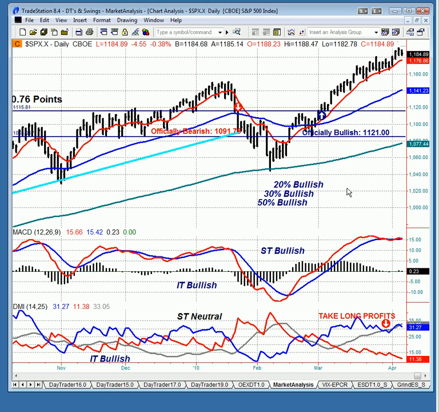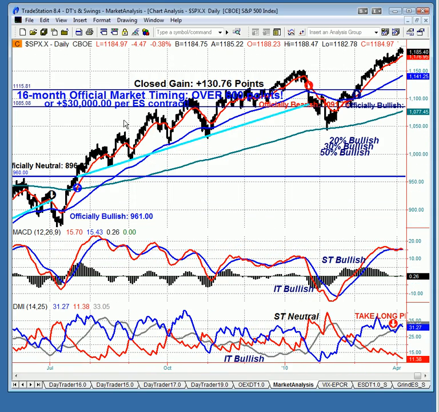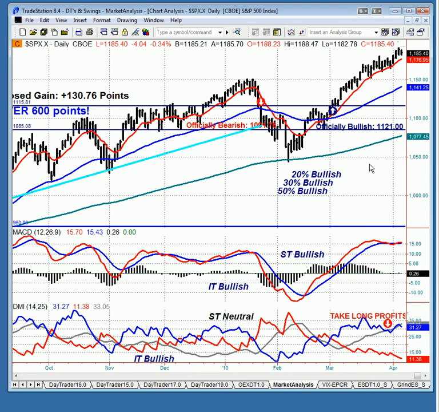The market just continues to chug on along to the upside, which is pretty much good for everyone. So there you have it. Bullish at 1121. We're now at 1185 on the market. So a nice 65 point gain or so, we'll call it, over the last 3 weeks. And it's about $3,250 trading just one contract of the ES. And if you took our free market timing that we send out every week, you would have made over $30,000 trading just one contract. So I hope you guys are trading off our official market timing biases. But right now, we do remain fully bullish on the market.